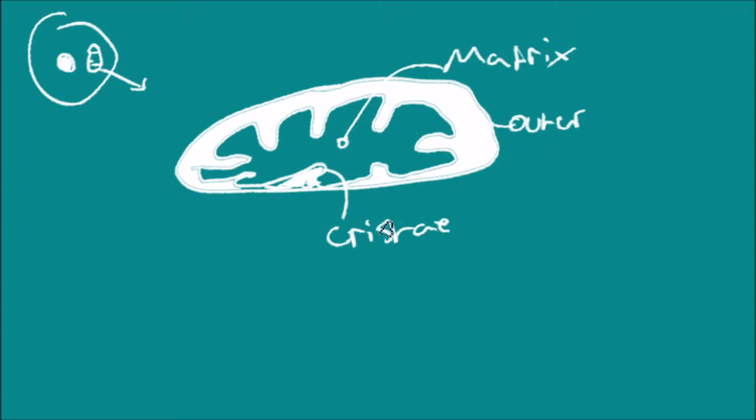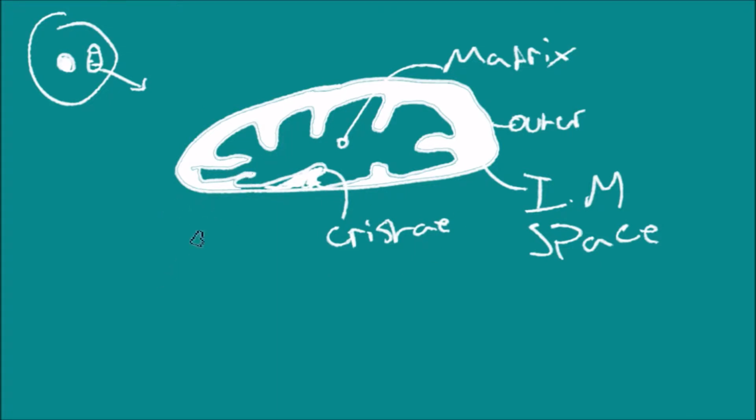Between the inner membrane, which is folded into cristae, and the outer membrane, which holds everything together, there is an intermembrane space. I'm just going to write it as IM space. Don't refer to it as IM, no one does. I'm just lazy and it'll be easier. So that is our mitochondria.